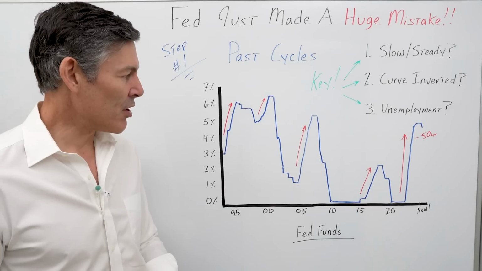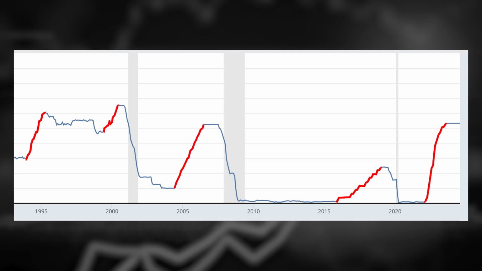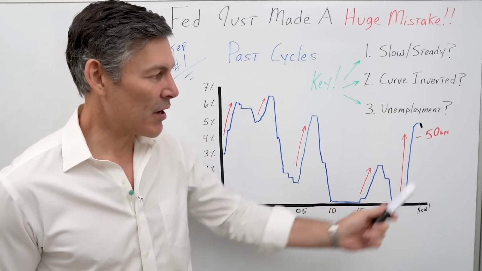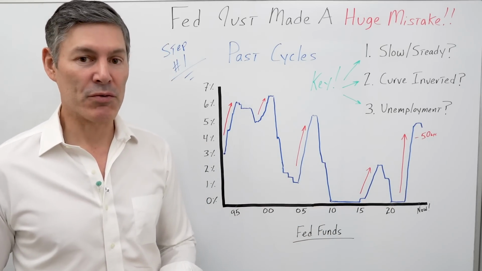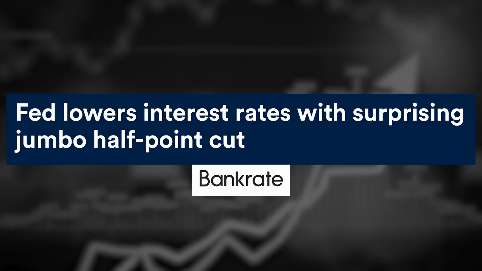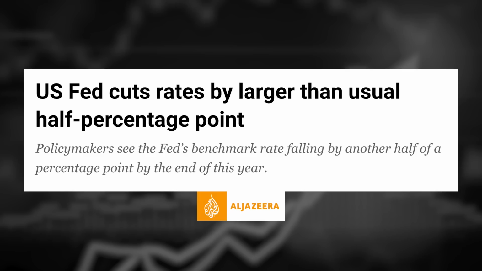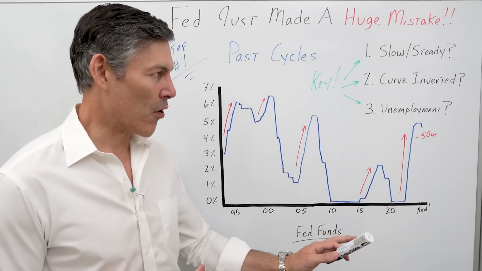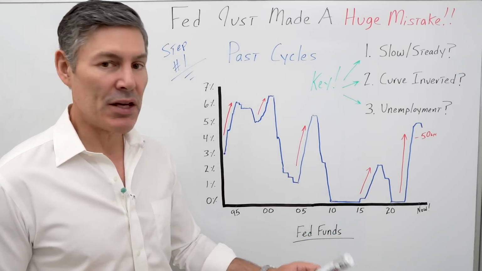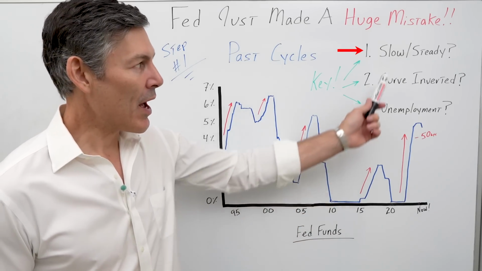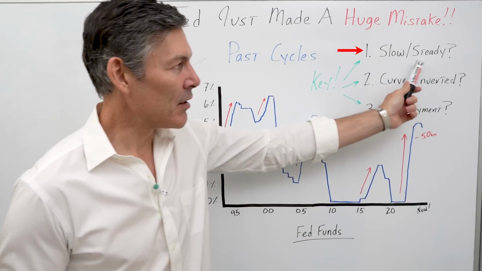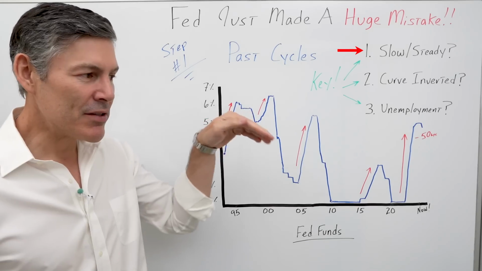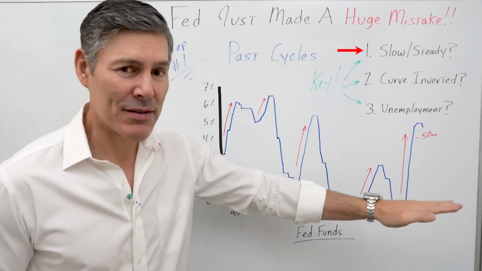And as you would imagine, the rate hikes are usually followed by rate cuts, which is what we saw yesterday when many market participants were only expecting a 25 basis point cut, and we actually got a 50 basis point cut. So what we have to do first and foremost is ask ourselves, in the past, when have these rate cutting time frames been nice, slow, and steady?